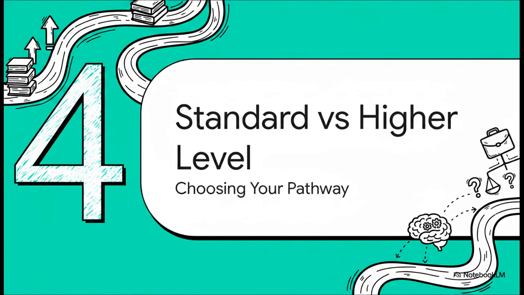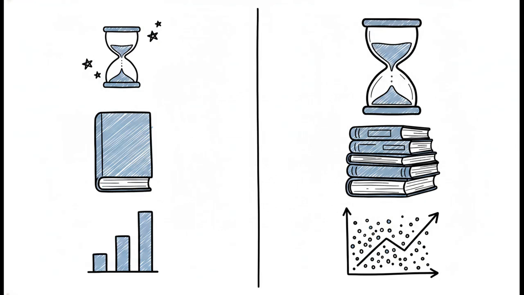Section 4, Standard versus higher level, choosing your pathway. So the crucial point here is the difference in time commitment and academic depth. Standard level, or SL, recommends about 150 teaching hours covering those core business concepts we just talked about. Higher level, or HL, demands quite a bit more, 240 recommended teaching hours.